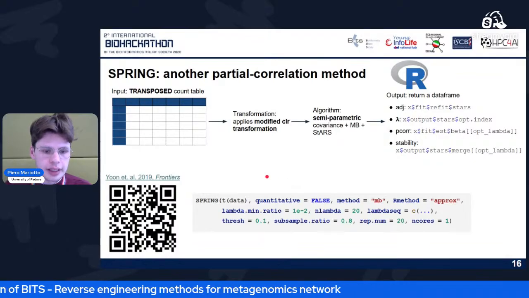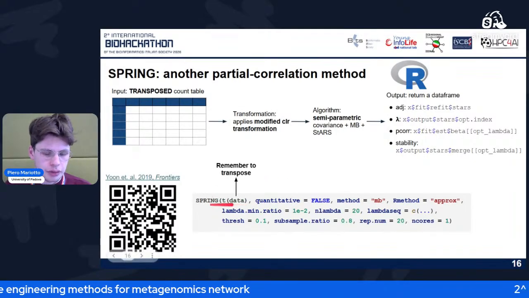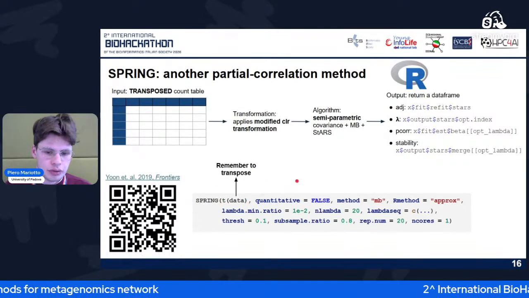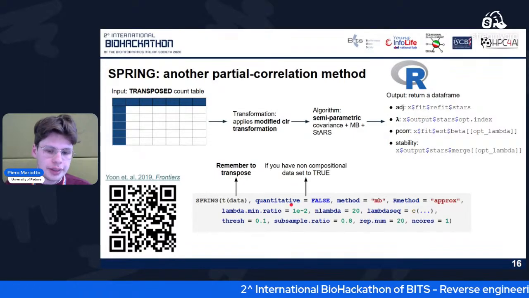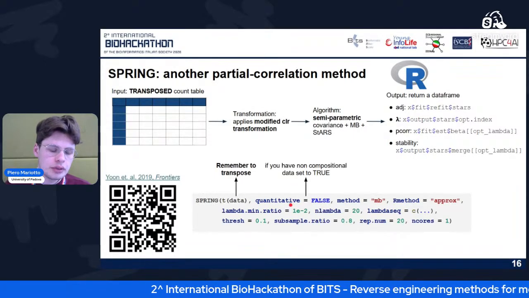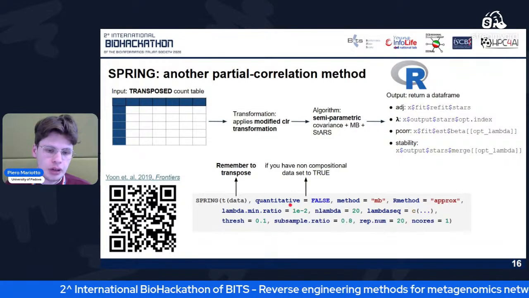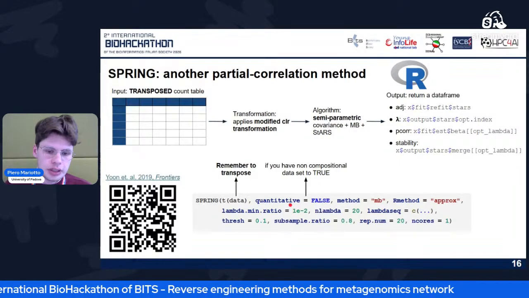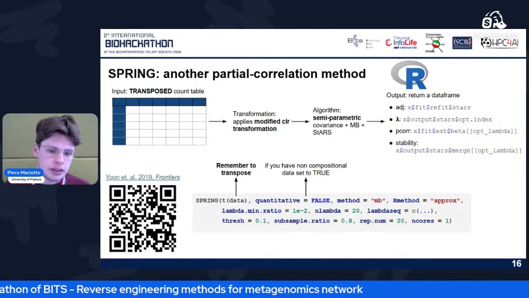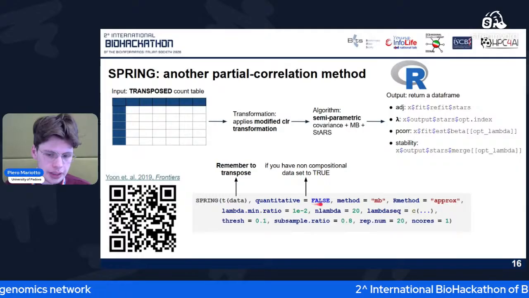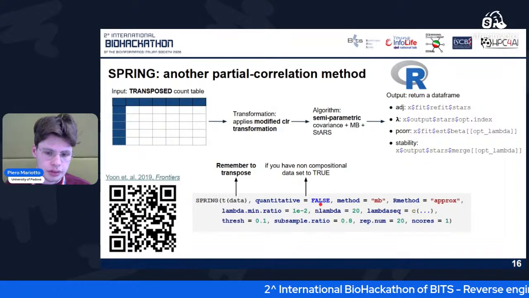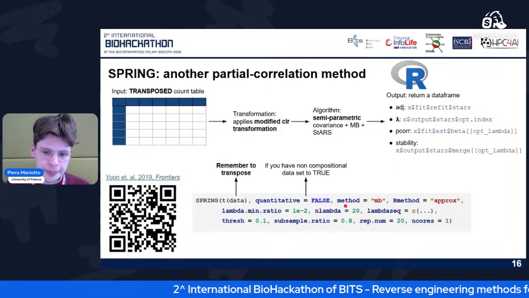Here is the function to run SPRING. Of course, remember again to transpose your input table. Then SPRING has a flag because SPRING also has an algorithm to infer on non-compositional data. So there is a flag to say if the data is quantitative, so non-compositional, or not. Usually you will need to leave this at false because you will almost certainly work with compositional data.